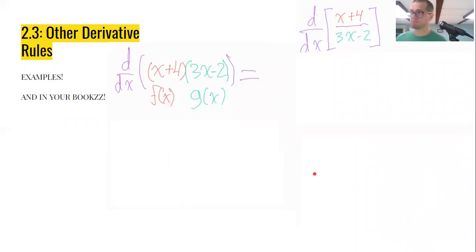So let me show you an example using the same two functions, but set up in different ways. Again, there's plenty of examples in your book, and I would recommend that you look at them and see how the book writes it out and talks about it as well. But here's how I'm doing it. So I'm going to let f of x be x plus 4 and g of x be 3x minus 2.